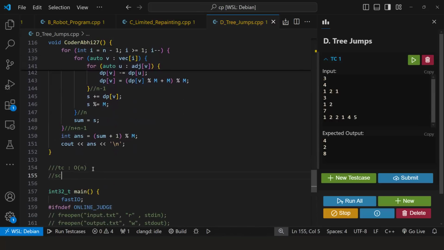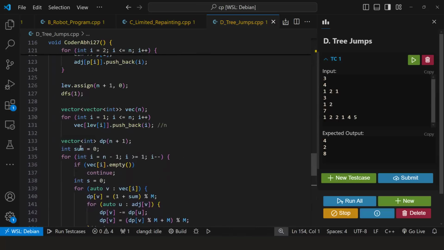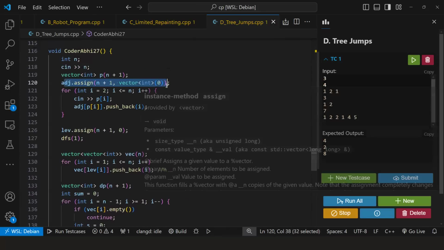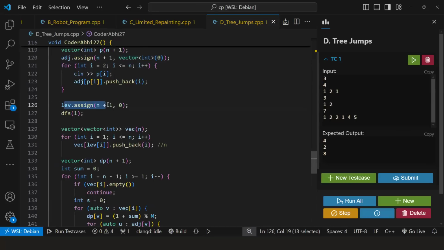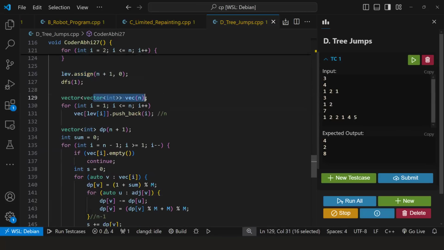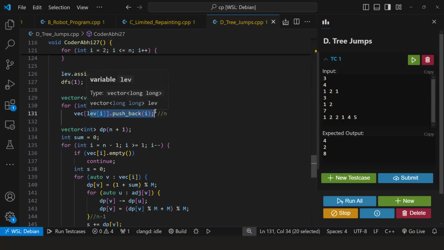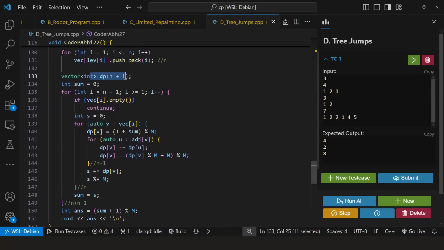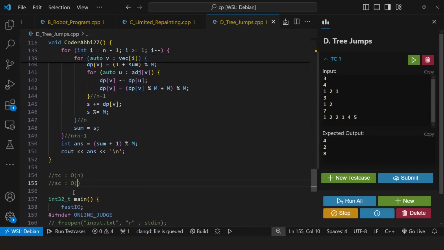And my space complexity would be, I'm just using an adjacency list, whose total size would be n. And this level vector also has a total size of n. And this vec vector, it is a 2D vector, but still it would have only n push-backs in it, so the overall size of this also is n. The overall size of this dp vector is also n. So overall space complexity is also n.